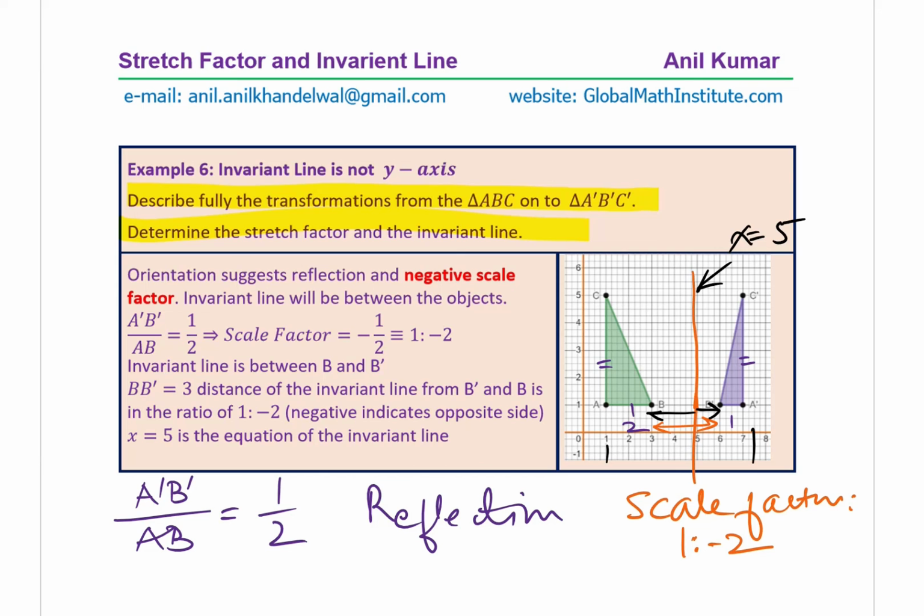So from here, going to A is 2 and going to A dash is minus 4, and that is the scale factor 1 is to minus 2, which is also the same as 2 is to minus 4, right? So either one of them. So that is how the images are being matched.